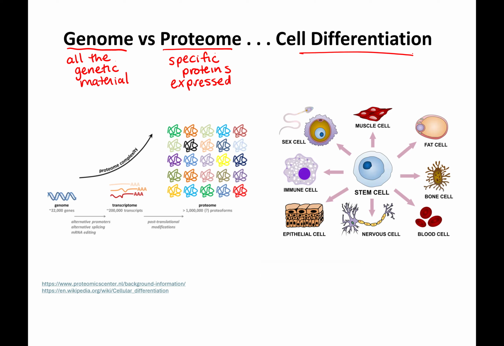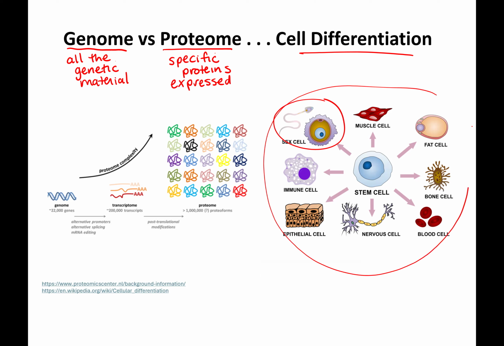And we have lots of different types of cells. So remember that all your cells have the same genome, same DNA, right? Because you started as an egg and sperm. Once they combined, they created all these different cell types, but they have all the same DNA, but what makes them different is which proteins are expressed. So not everything in your genome is expressed. Fat cells are going to express different proteins than muscle cells because they have different functions, different needs.